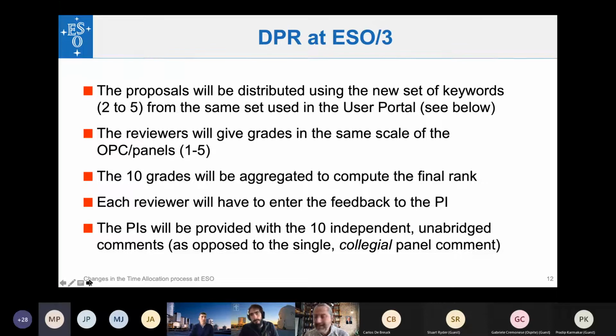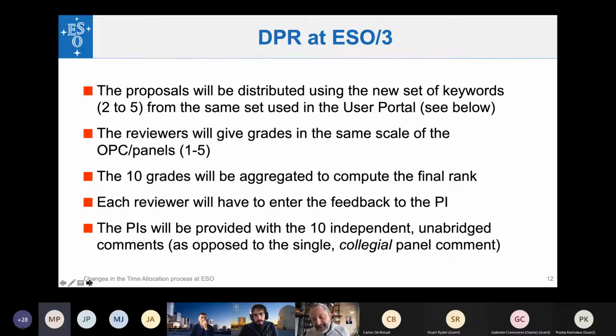1 is top and 5 is the bottom. So this is going to be very clear in the interface, which is going to be very simple. Then the 10 grades of a given proposal will be aggregated to compute the final rank. And each reviewer will have to enter the feedback to the PI. So each of you will get 10 proposals, maybe slightly less because of possible conflicts, which you can signal in the interface. And for each of them, you will give a grade and a comment.